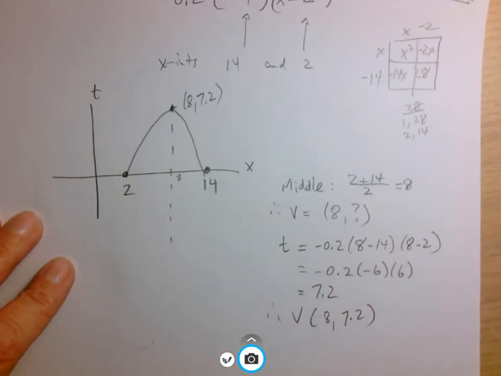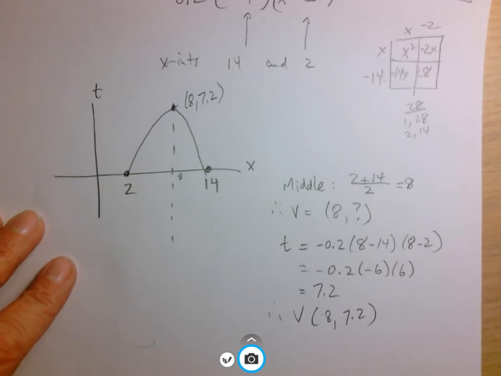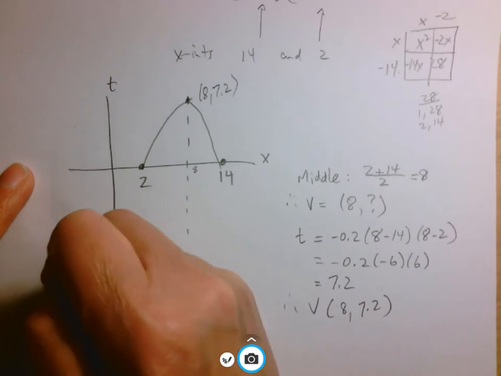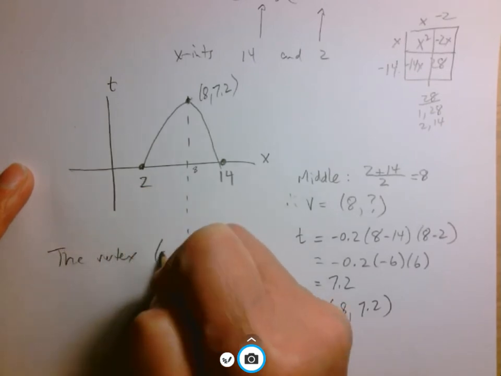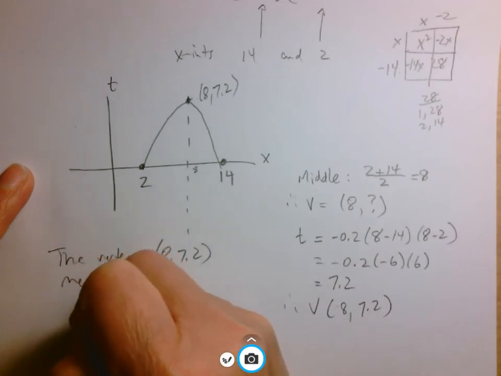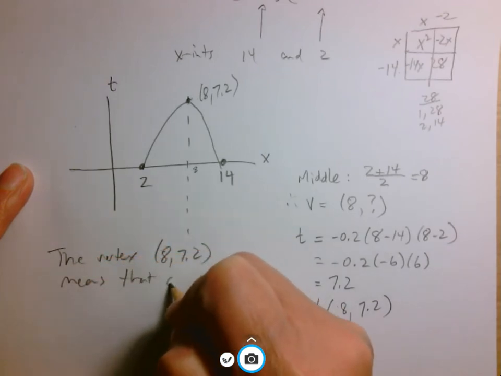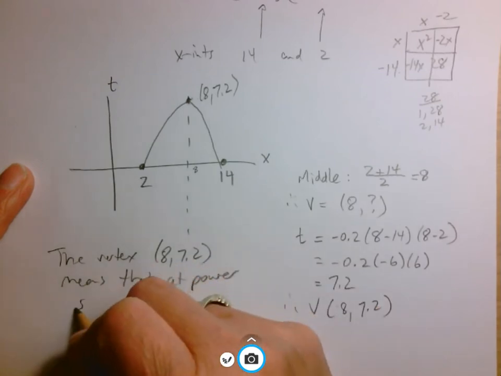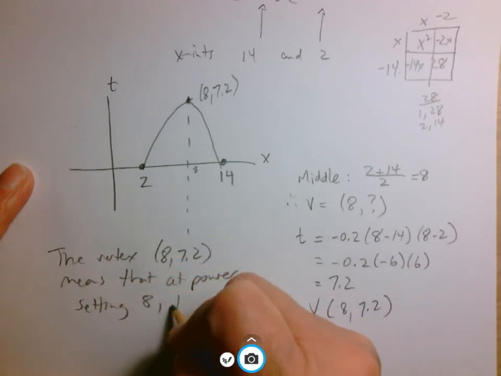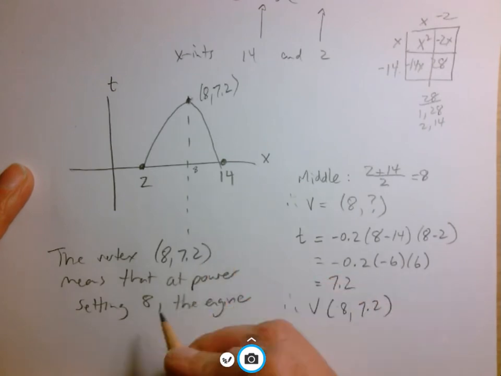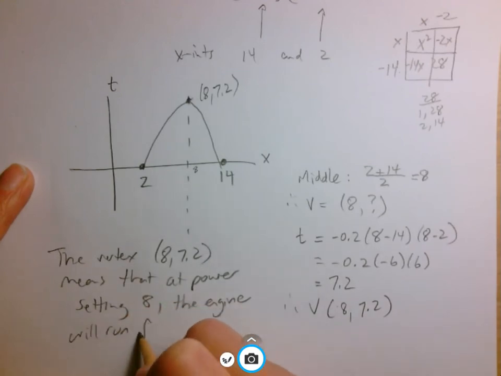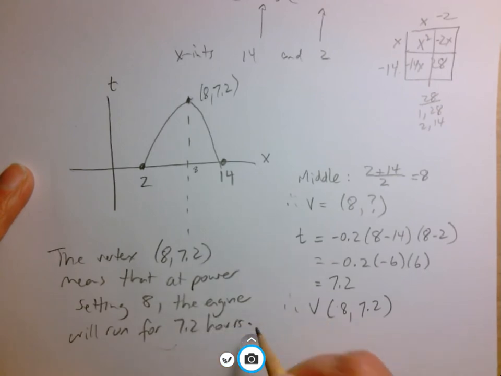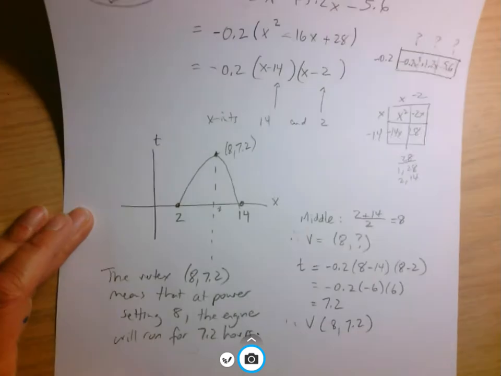All right, and then the last part is asking, what do the coordinates of the vertex represent? So in this case, the vertex 8, 7.2 means that at power setting 8, the engine will run for 7.2 hours. Okay, and that's how we do that entire word problem.